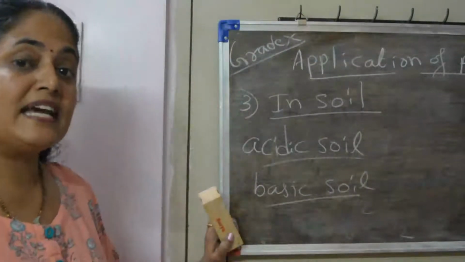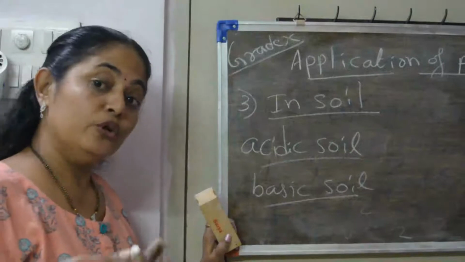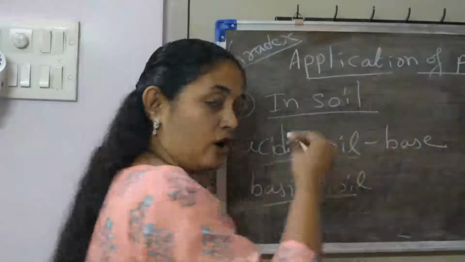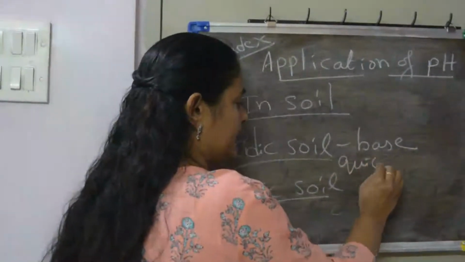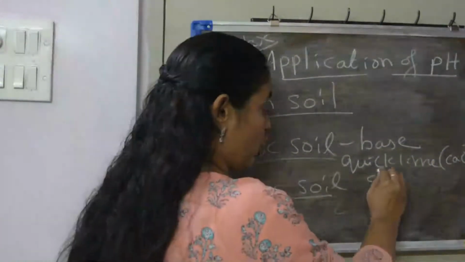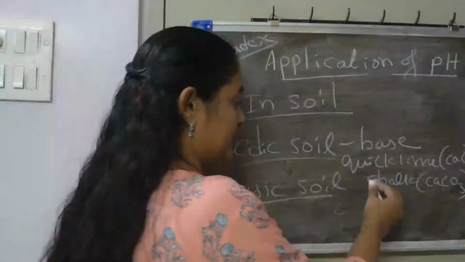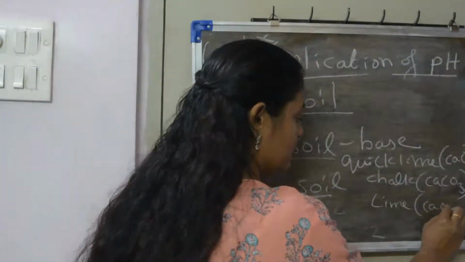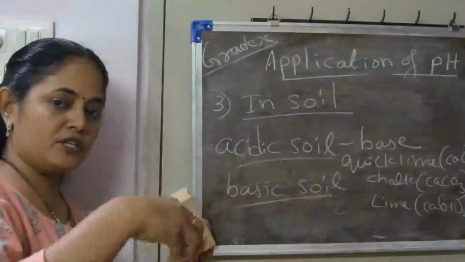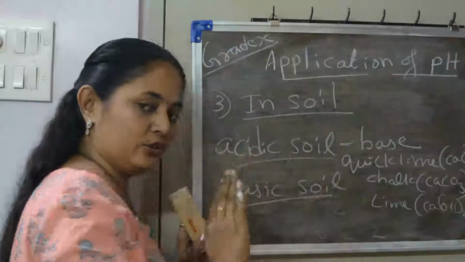Whenever it is acidic soil, the plants cannot grow in a proper manner. So what do you have to do? We have to neutralize the acidity. How to neutralize? By adding a base. The base normally we use is quicklime. Heard about quicklime? Quicklime is calcium oxide, or you can use chalk, that is calcium carbonate, limestone, or you can use lime, that is calcium hydroxide. All these are basic in nature. So this powder we have to dissolve in water, make it a solution and add it to the soil, so that the acidity of the soil gets neutralized.